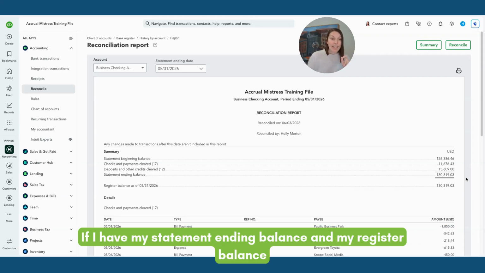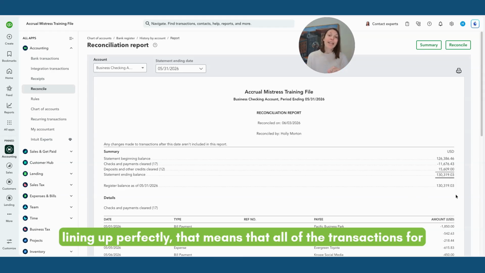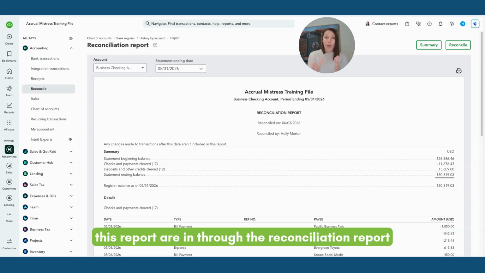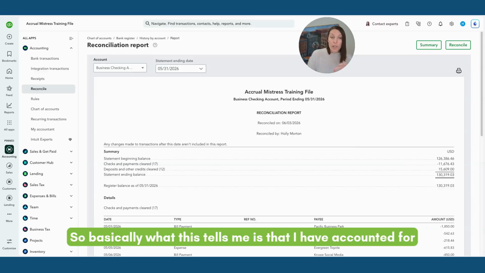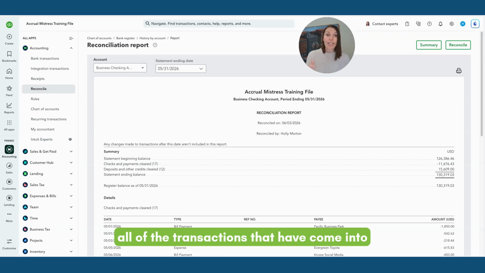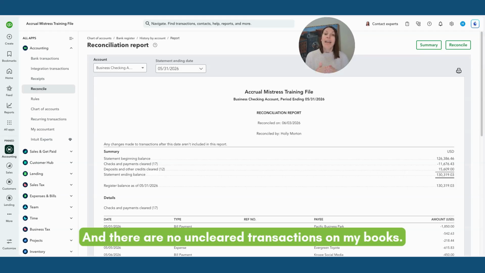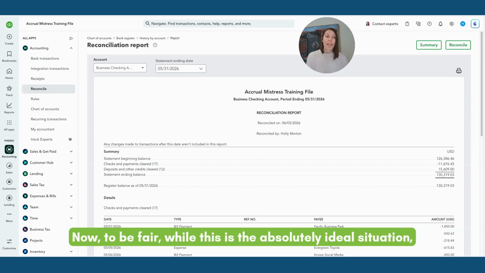If I have my statement ending balance and my register balance lining up perfectly, that means that all of the transactions for this report are in through the reconciliation report ending date, right? In this case, it would be 5/31 of 2026. So basically what this tells me is that I have accounted for all of the transactions that have come into my checking account or left my checking account. And there are no uncleared transactions on my books.